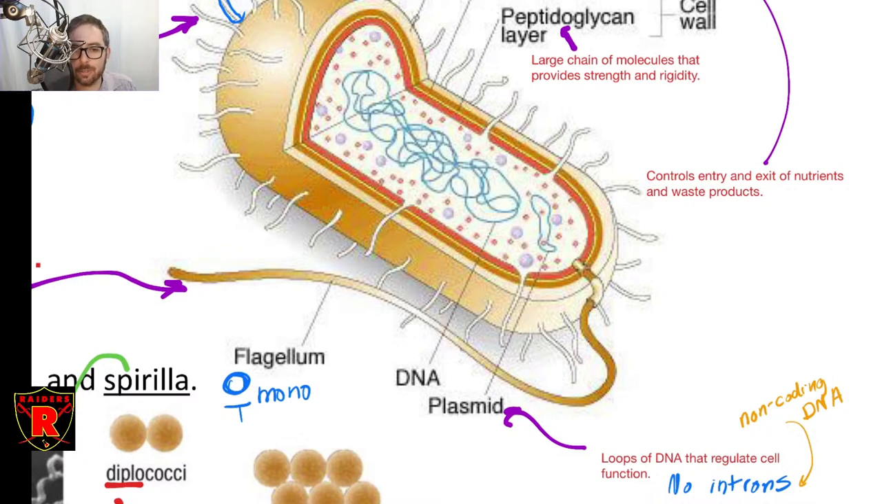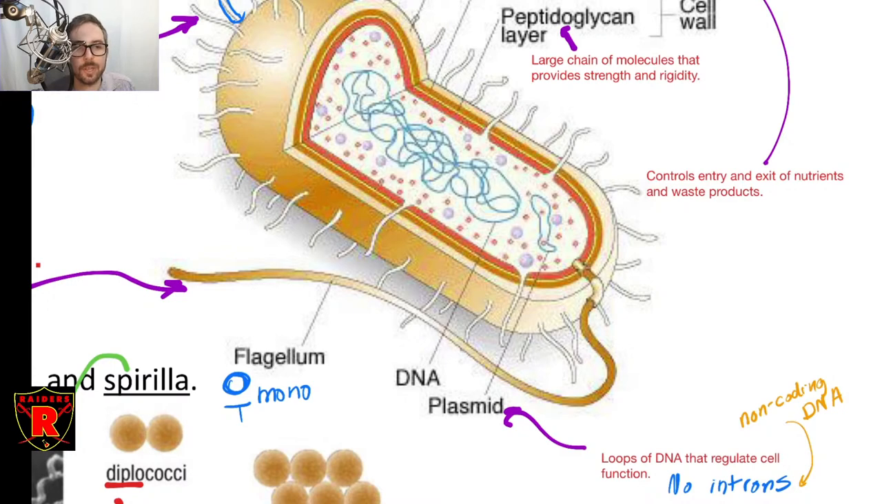But bacteria typically have one big long loop of DNA, and it actually is a loop. It's a closed loop, a big circle, sort of like a rubber band that's kind of folded up on itself. And they also have secondary little loops of DNA, smaller loops called plasmids.